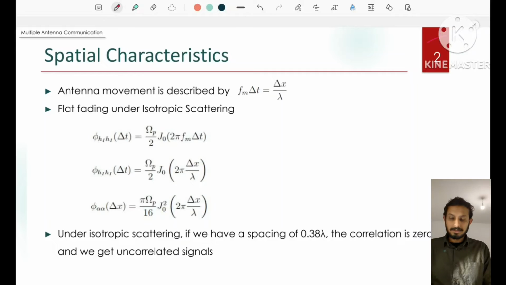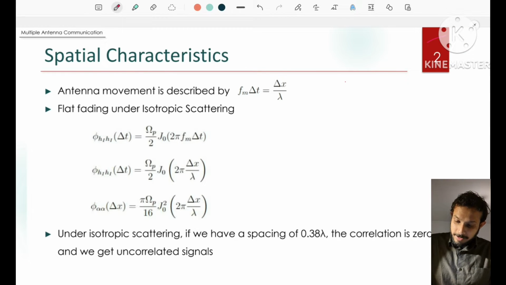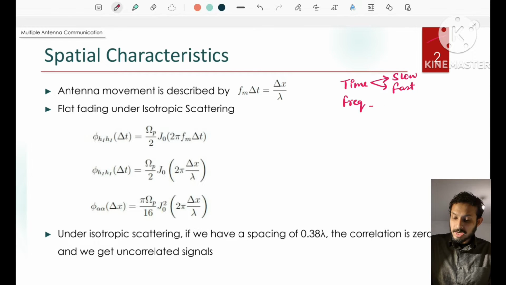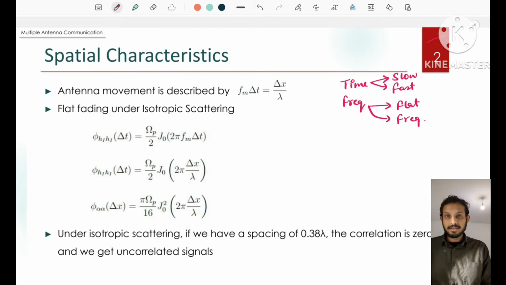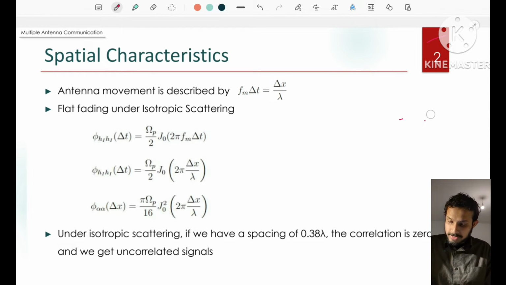Earlier we have seen the time dimension and the frequency dimension. In the time dimension, we have seen slow fading and fast fading, and in the frequency dimension, we have seen flat fading and frequency selective fading. Now in this video, we are going to talk about spatial characteristics. Now let us start our discussion.